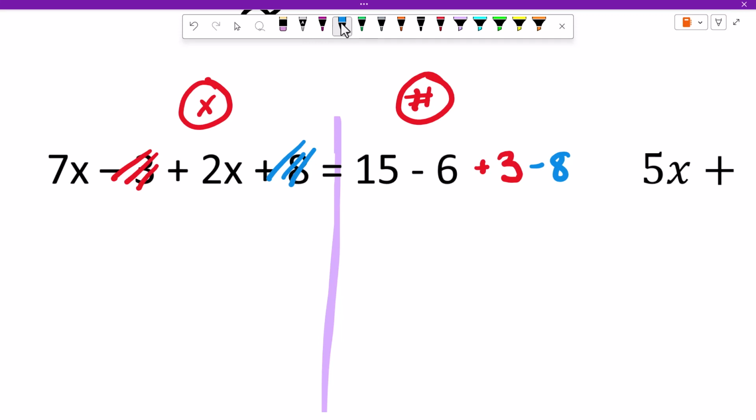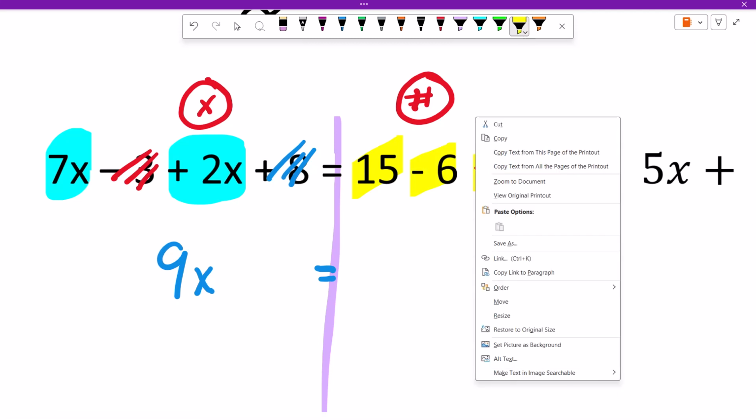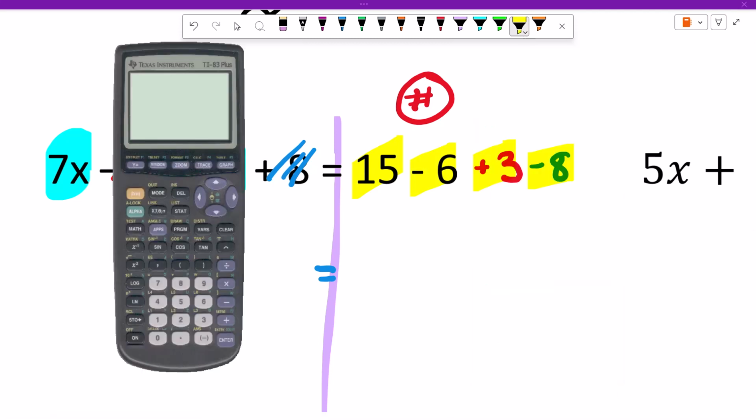Now, instead of things being stacked, they're just written horizontally. That's fine. You have 7x plus 2x. You combine our x's together. What do we get? 9x. Right? And we have our equal sign. And over here, just grab your calculator and run it through. 15 minus 6 plus 3 minus 8. You can do it in your head if you want, but that's what calculators are for. 15 minus 6 plus 3 minus 8 equals 4. Right?